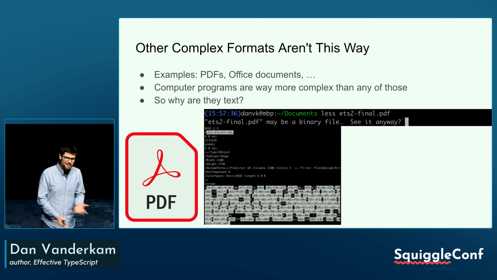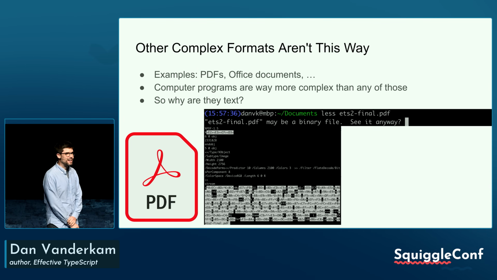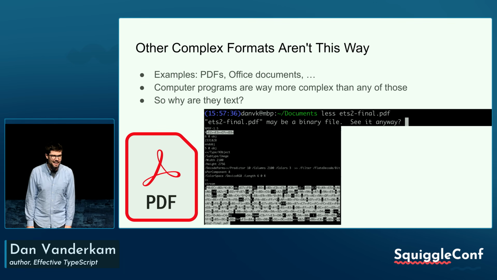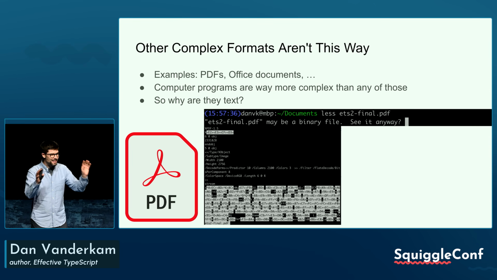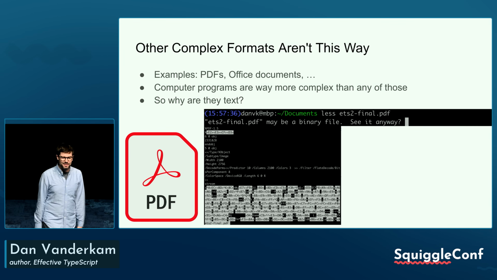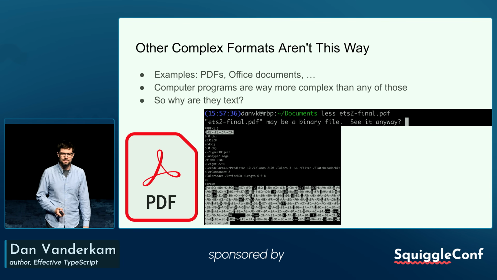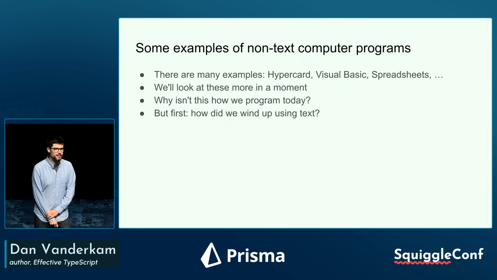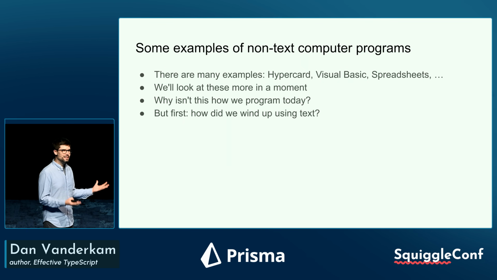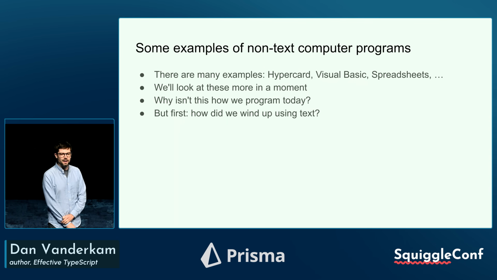Other complex documents are not necessarily text, right? If you try to cat a PDF in your terminal, it's going to beep at you and print out lots of funny characters. And I'd say that computer programs are a lot more complex than a PDF. So why do they have a simpler representation? There have been a lot of attempts over the decades to have non-textual forms of programming, and we're going to dive into a few of those later in this talk.